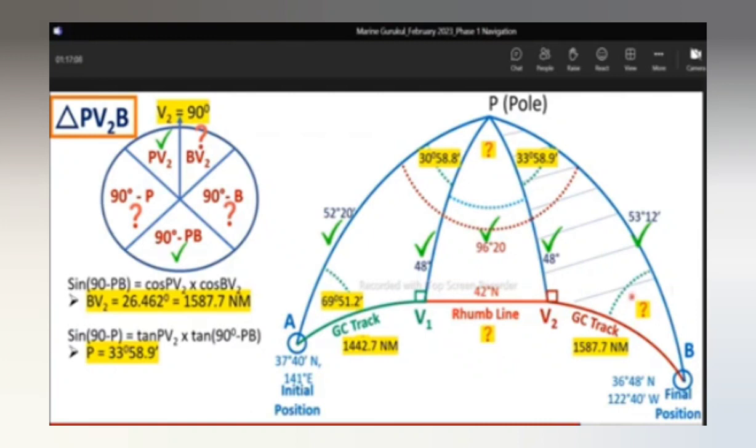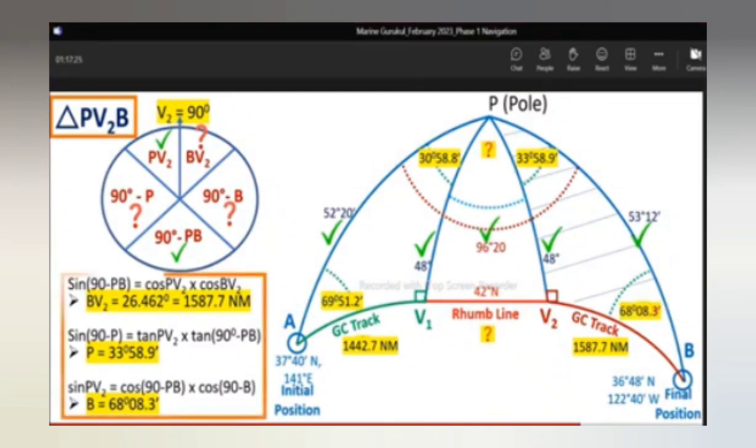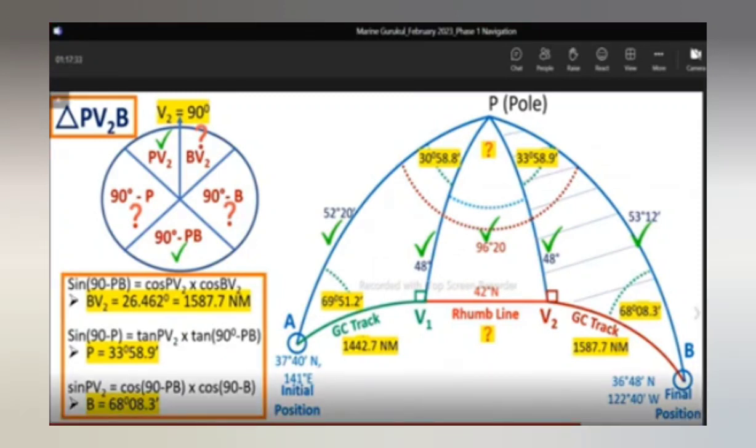Now we write the formula for getting angle B in the triangle, product of the cosines of the opposite, and when we put the values, we get B is equal to 68 degrees 08.3 minutes. The value comes out here in the diagram. So now we have calculated all the three parts of the triangle PV2B. So beta, Napier's rule applied to the triangle PBV2. Just have a look. Any doubts coming in, please share with me.